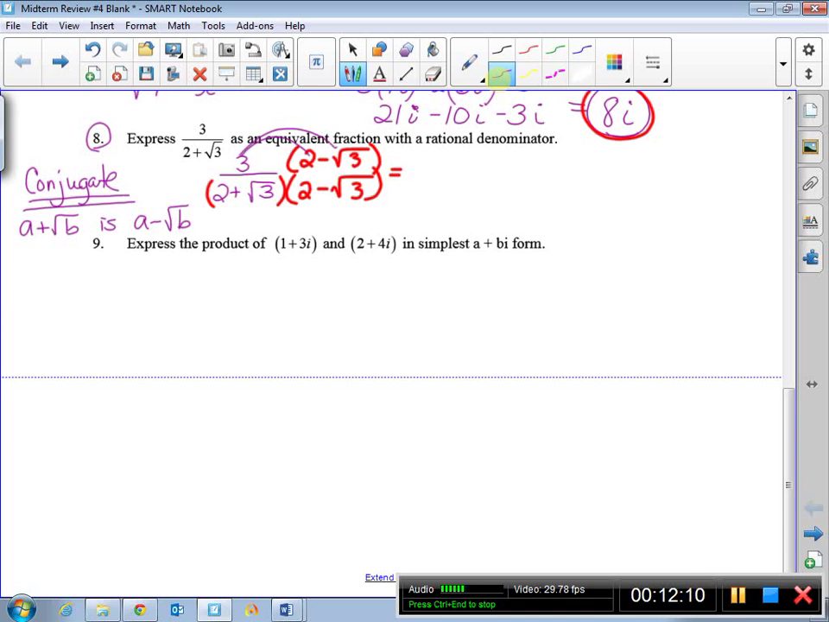So on the top, 6 minus 3 radical 3. On the bottom, 4 minus 2 radical 3 plus 2 radical 3, those drop out. And then minus radical 3 times radical 3 is just 3. So that's 1 in the denominator, 6 minus 3 radical 3.